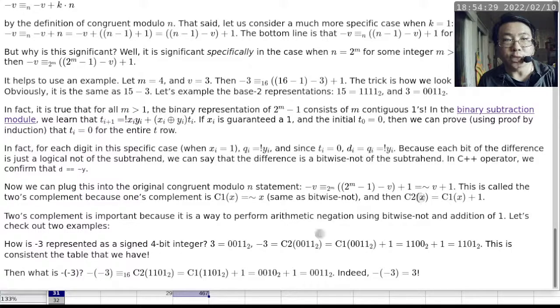So this x here, we plug 3 into that space because we're trying to do an arithmetic negation of 3. So now we have C2, or 2's complement, of 0011 because x is 0011. But 2's complement is really 1's complement plus 1. So now 1's complement of 0011 is 1100. And then you add 1 to 1100, you end up with 1101. So are we okay with this example here?